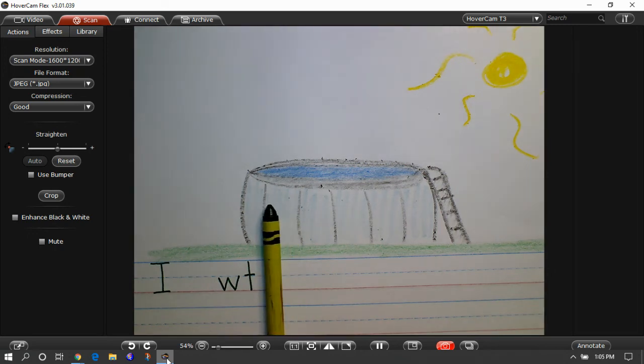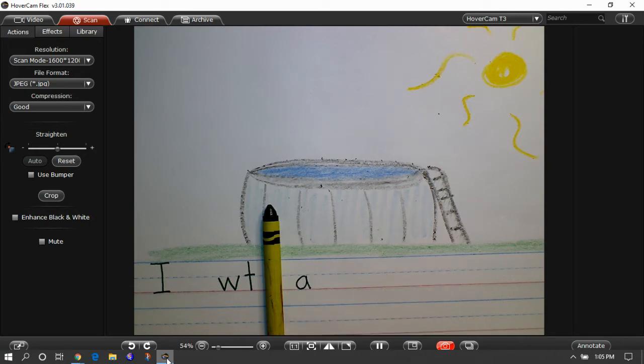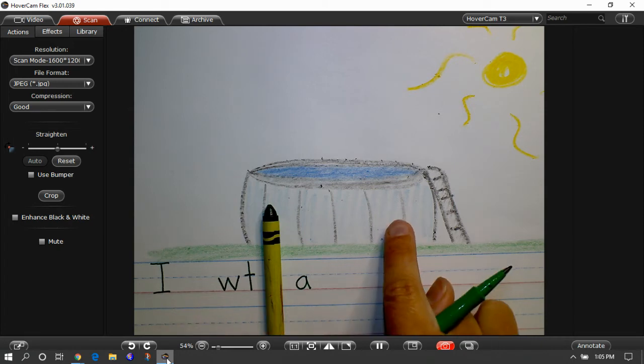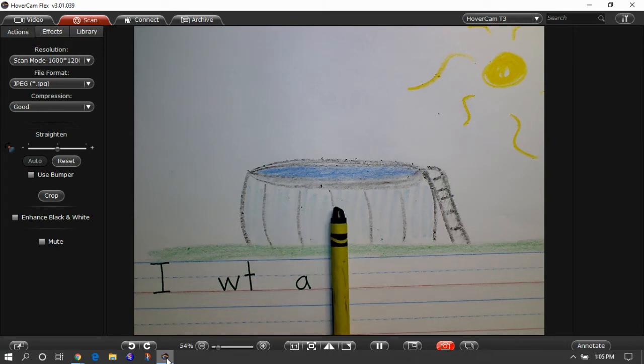All right, so I'm going to do the crayon trick again for my 2-finger space, and let's go back and make sure we have I want a. Now, this A is going to be lowercase because we are not at the very beginning of our sentence. So, let's read. I want a, what did I draw a picture of? I drew a picture of a pool.